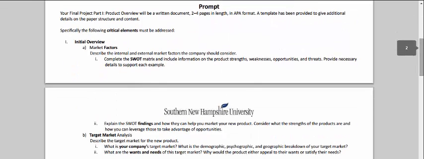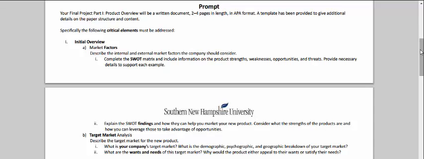Then we move on to the prompt. This is where we get into exactly what you need to do. And when you look at the template, you'll see that it follows a similar pattern. So Final Project Part 1 needs to be a written document, 2 to 4 pages in length using APA formatting. And I would encourage you to please use the template that's been provided because it not only is already structured in APA formatting in terms of the right font and size and spacing, but it also provides you prompts and guided questions to help you along the way.